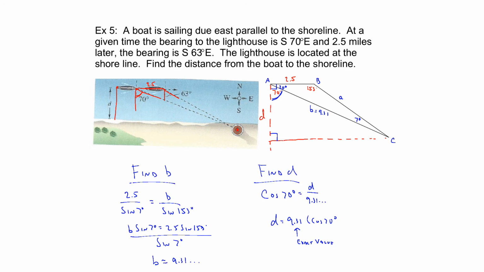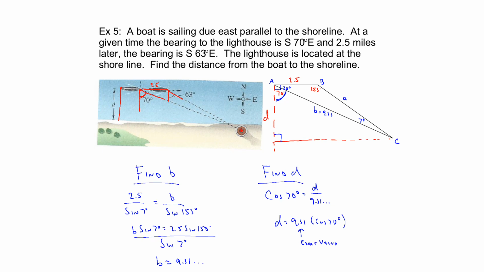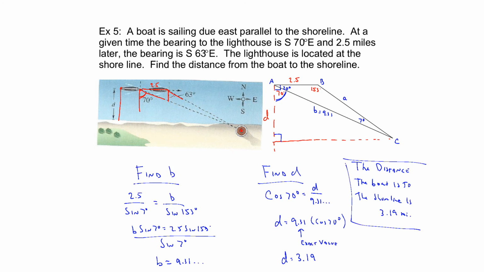And so if you press cosine of 70 times the 9.31, you can press answer on your calculator and it'll do the 9.31 times cosine of 70. If you do that, and we're going to round this to the nearest hundredth, you should get that the distance is approximately 3.19, and that represents the miles that the boat is from the shoreline. So the distance the boat is to the shoreline is 3.19 miles.